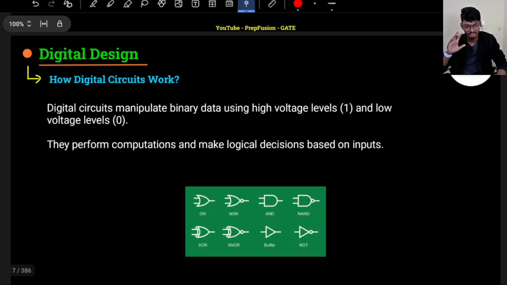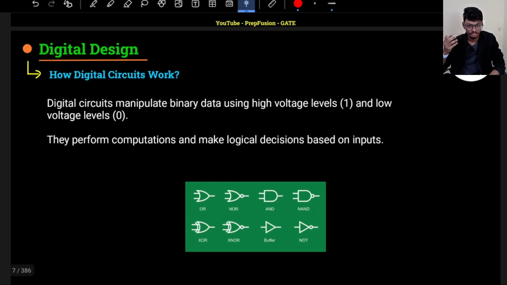Of course, I will tell you basic things about digital circuits. I hope you have already studied digital electronics from us. So what do digital circuits do? Digital circuits basically manipulate binary data, 0 or 1, using high voltage and low voltage levels. Very simple, right? Only two voltage levels, 0 and 1. They perform computations and make logical decisions based on the inputs. If I have an OR gate and I give it 1 input, the output will be 1. If I have a NOR gate and I give it 1 input, the output will be 0. So that is how digital circuits work.